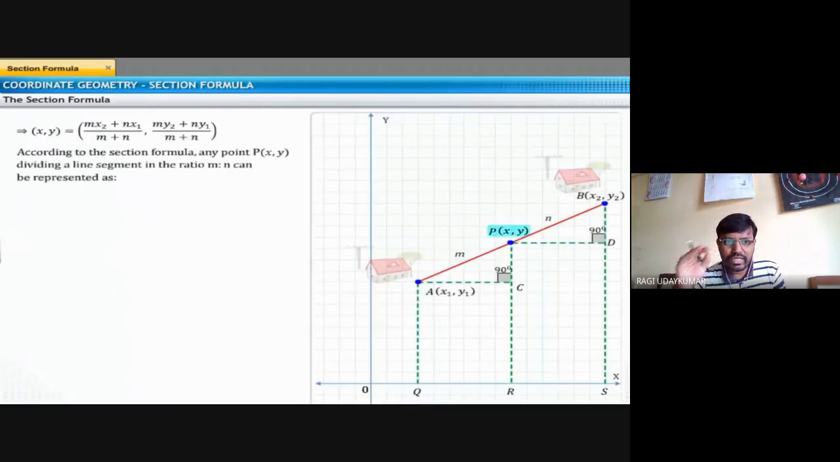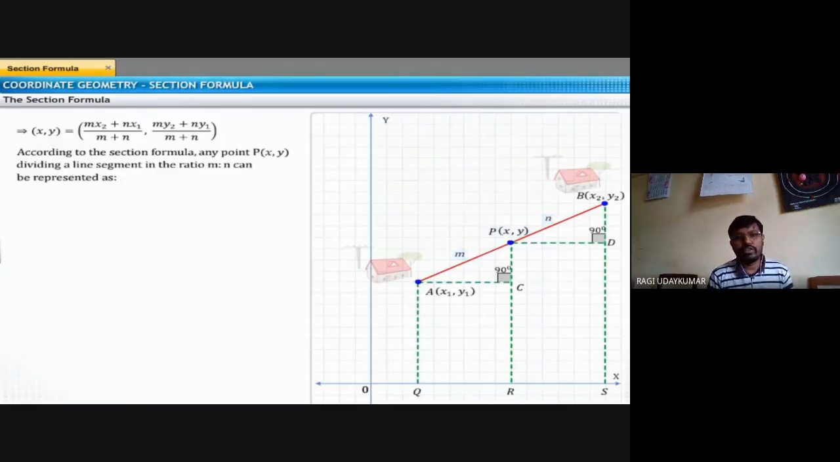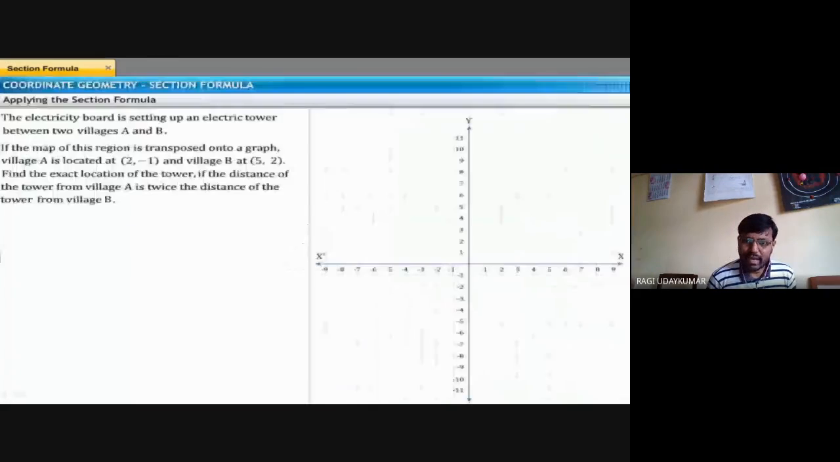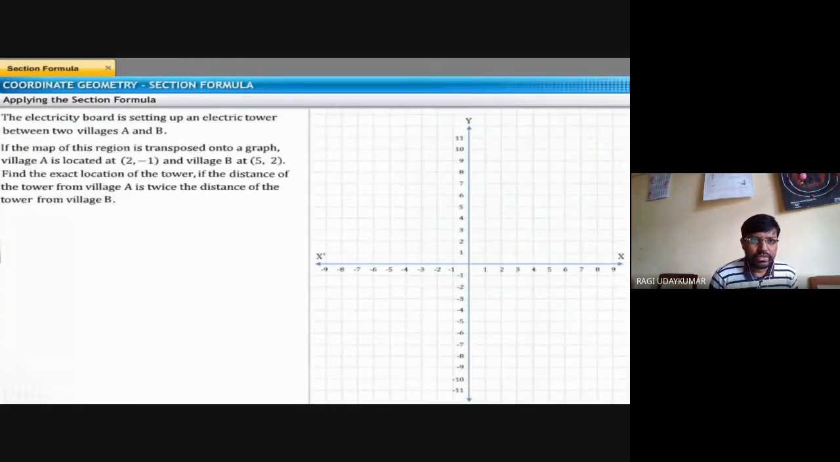So according to this formula, any point which divides the line segment in the given ratio, the ratio may be given to you. In your textbook, the ratio is mentioned as m1 m2. M1 M2 means m place is m1, n place is m2. So that you can take into consideration. That doesn't matter here. So mx2 plus nx1 by m plus n, m2 plus n1 by m plus n. Okay. So here, let us see one example problem.